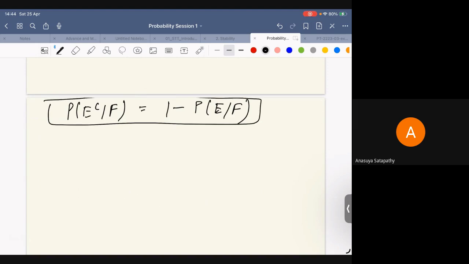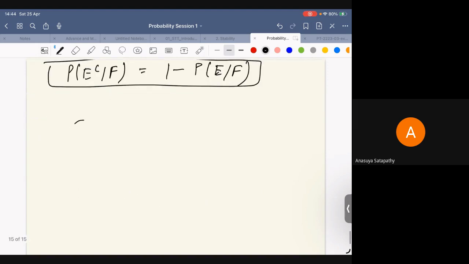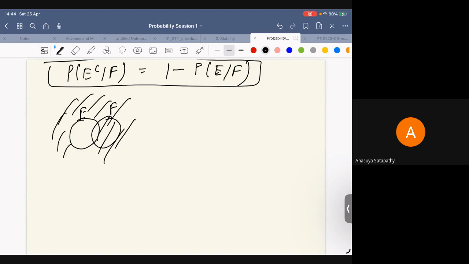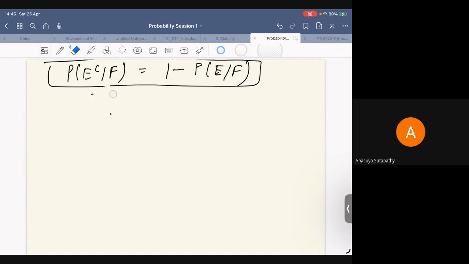Whenever you don't understand, you can draw the Venn diagram and think: this is E, this is F. E complement means excluding the E part, intersection F part. You can apply the Venn diagram to understand, or else you can also solve it. Okay, this is the formula. I'm giving you the multiplication formula.